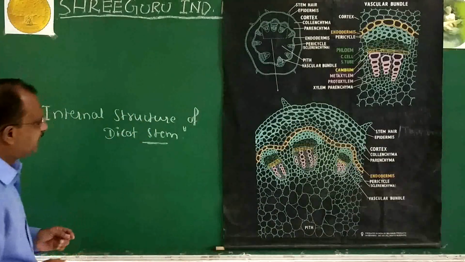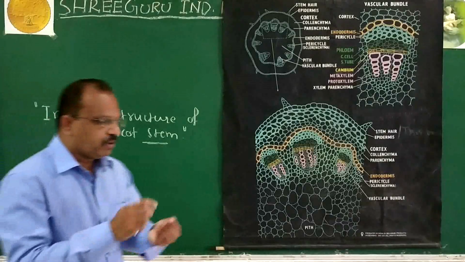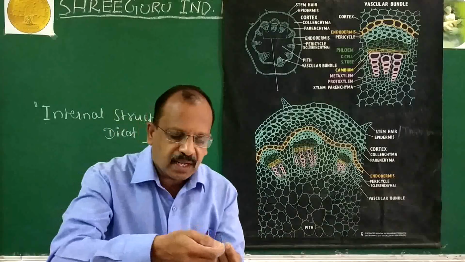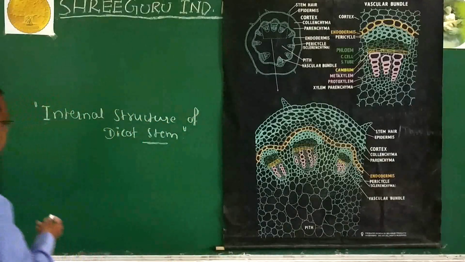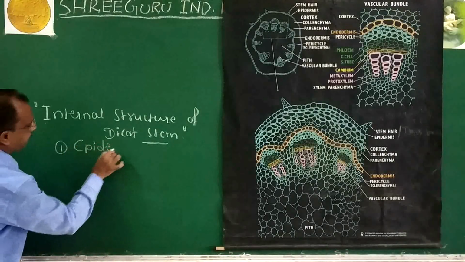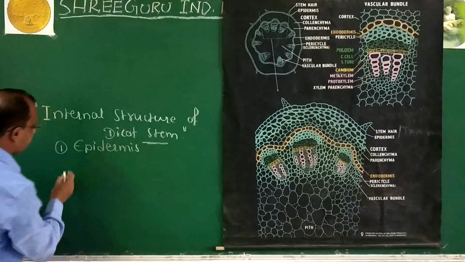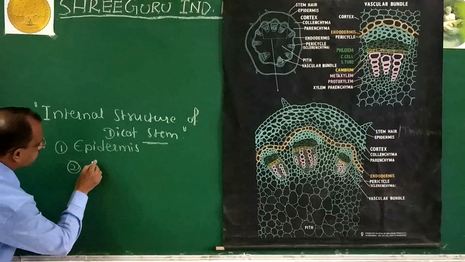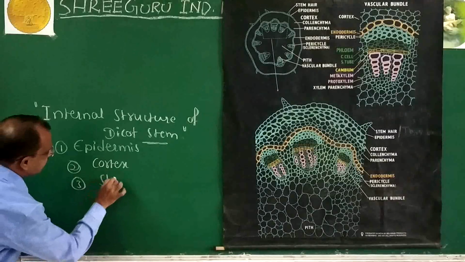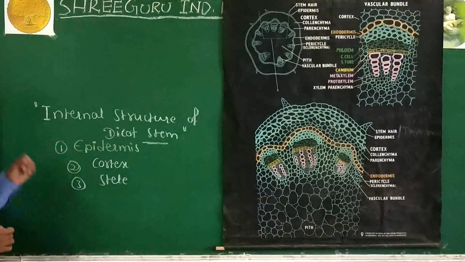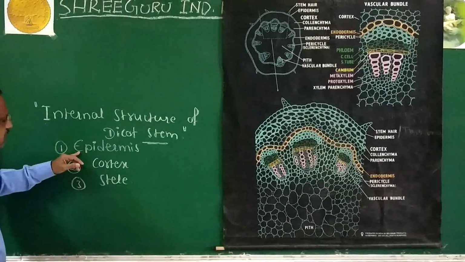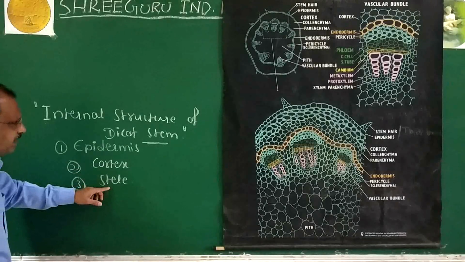Now look over the internal structure of the dicot stem. When you take the transverse section of a young dicot stem, you will get three regions, namely epidermis, second cortex, and third is stele. When you take the transverse section of a young dicot stem, you will get three regions: epidermis, cortex, and stele.